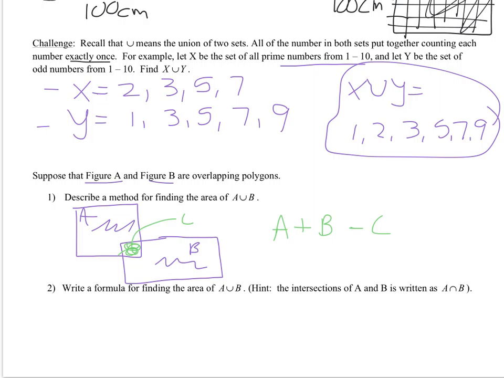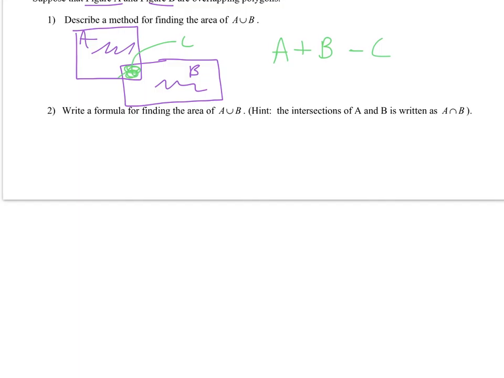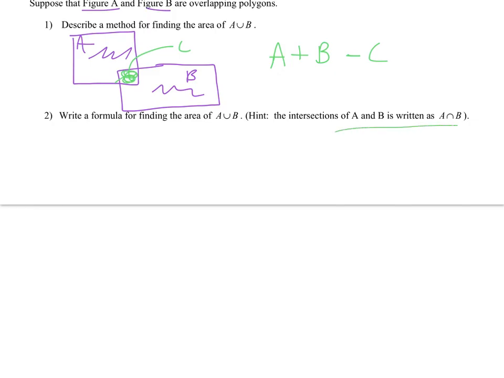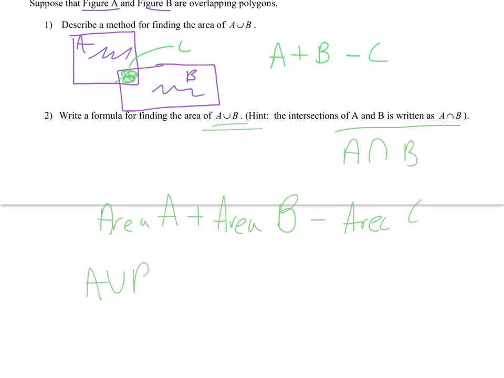So using their notation for number 2, write a formula for finding the area of A union B. Hint, the intersection of A and B is written as A with the symbol upside down, that is intersecting B. So what I have to do is the area of A plus the area of B, and then when I'm subtracting the area of C, what I did in the example up above, now this time, if I'm writing it in this notation, A union B would be the area of A plus B, then subtracting out A intersecting B.